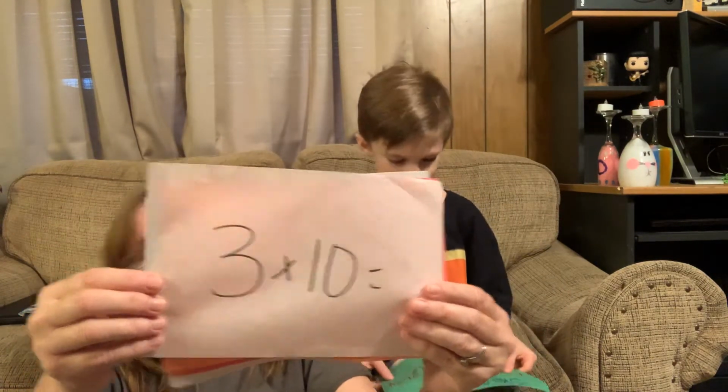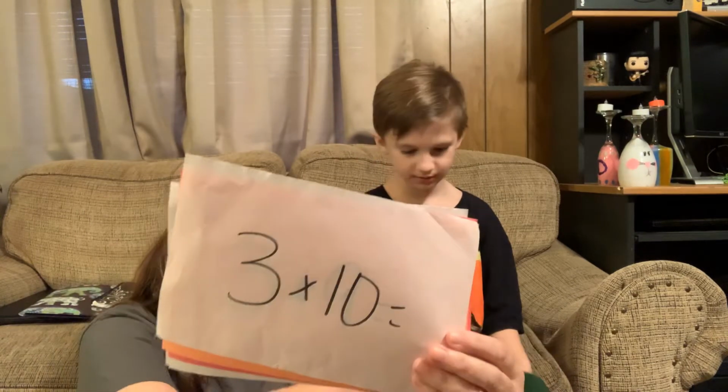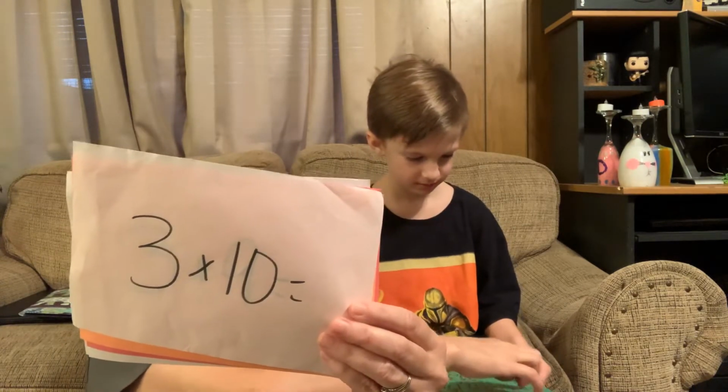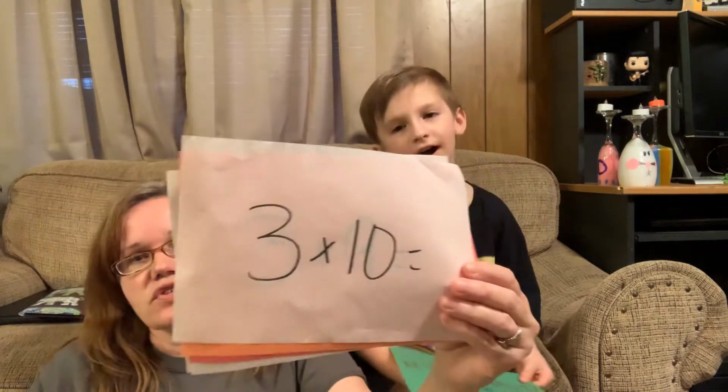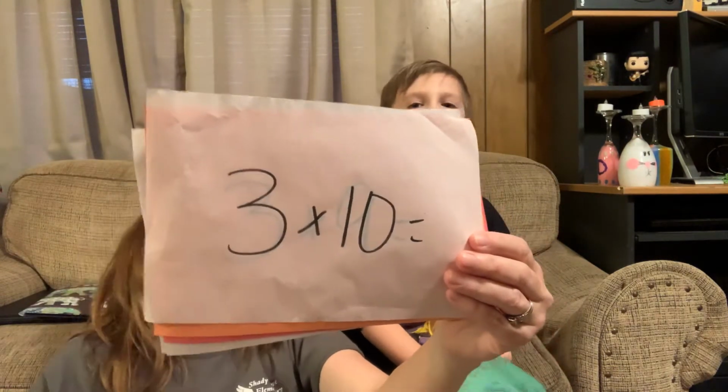Nope, not 27. We got to start right here. You count right here. That's times 0. So 1, 2, 3, 4, 5, 6, 7, 8, 9, 10. So what's 3 times 10? 30. 30.